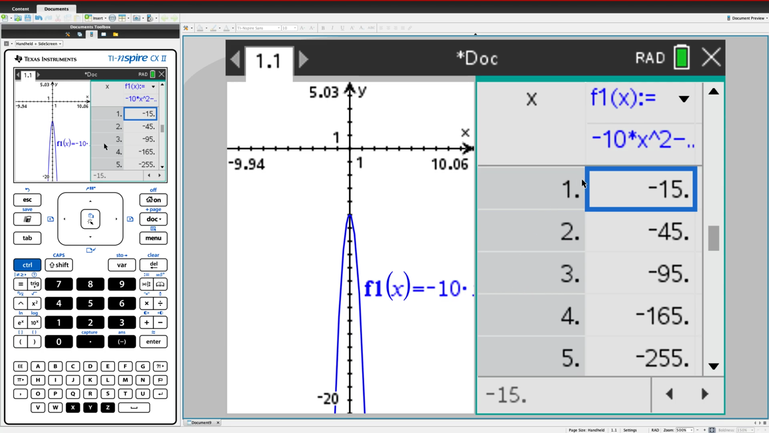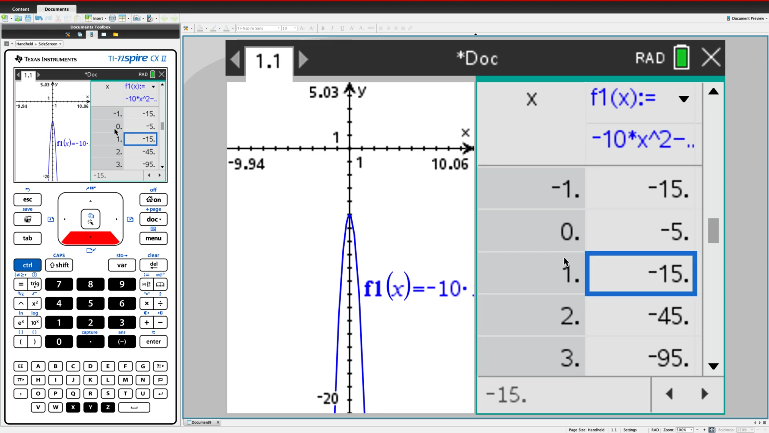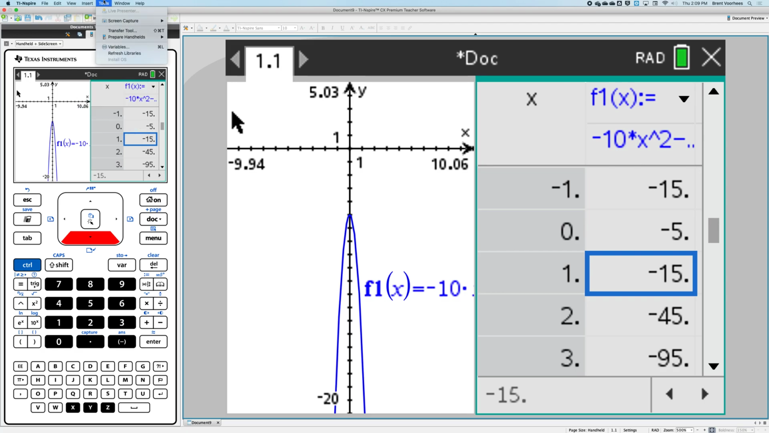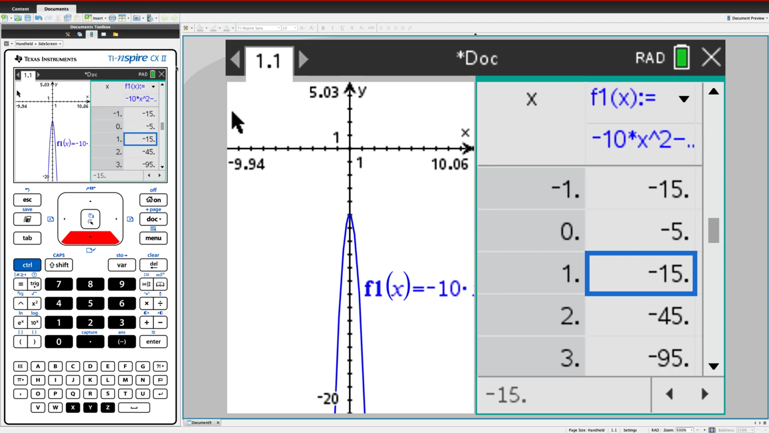We want x equals 1, so I'm going to put 1 in the middle. I'm going to press up twice, so that my table's 1 is right in the middle. I'll take a picture of that. So those are the values I'm looking at right there.